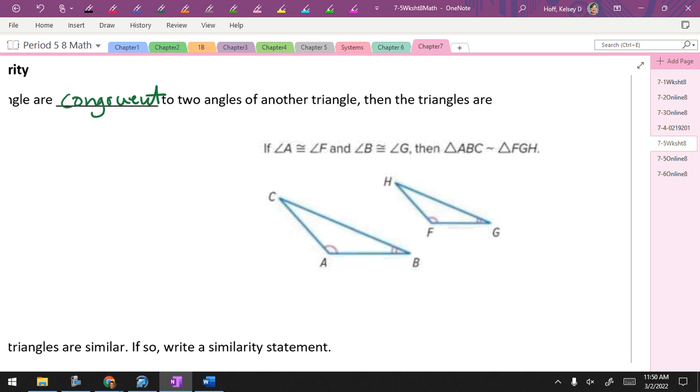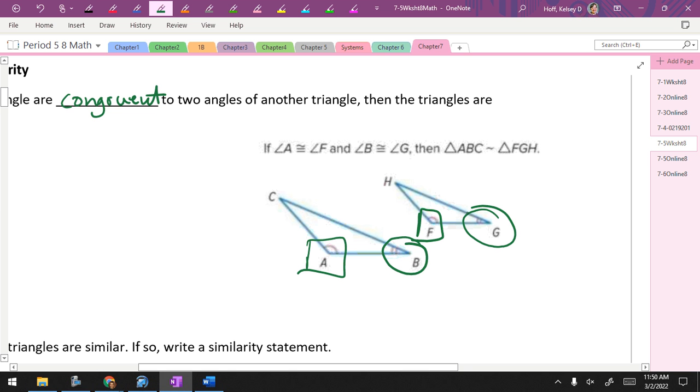Now let's talk about why the rule states that. Everybody see that they said A has one swoop on it and F has one swoop. So A and F are congruent. There's one pair of angles that are congruent. B has two swoops and G has two swoops. There's my second pair. The rule states because of that, I know my triangles are similar, which means that C and H have to be congruent. My question is, how can you prove that to me?